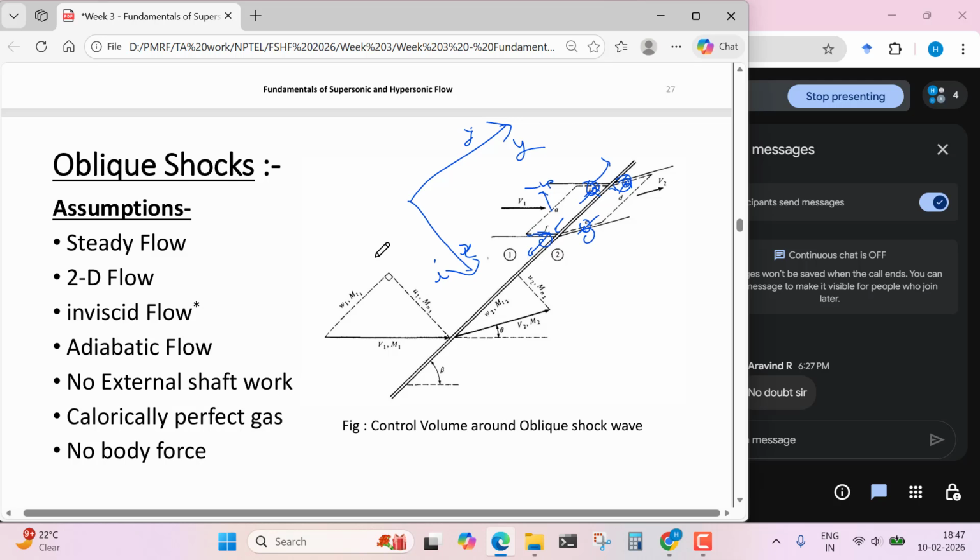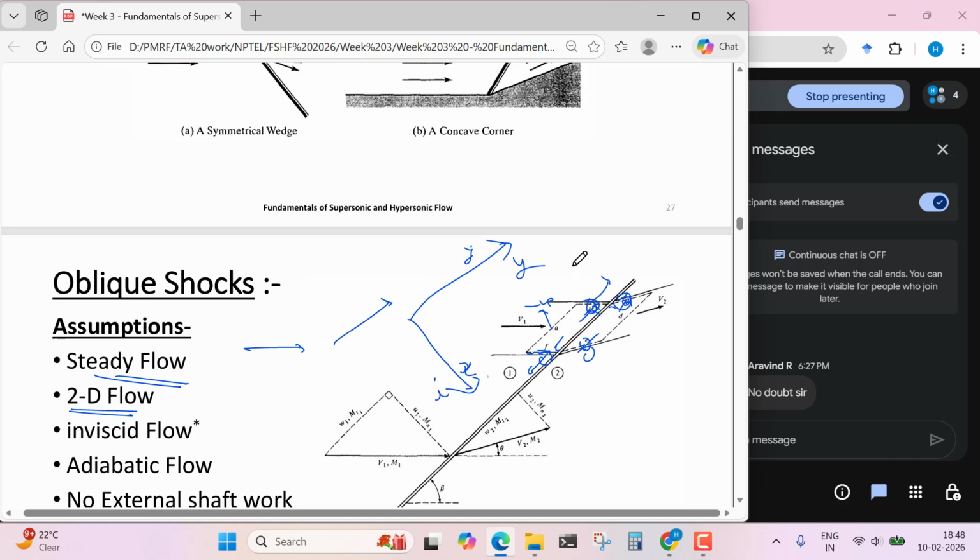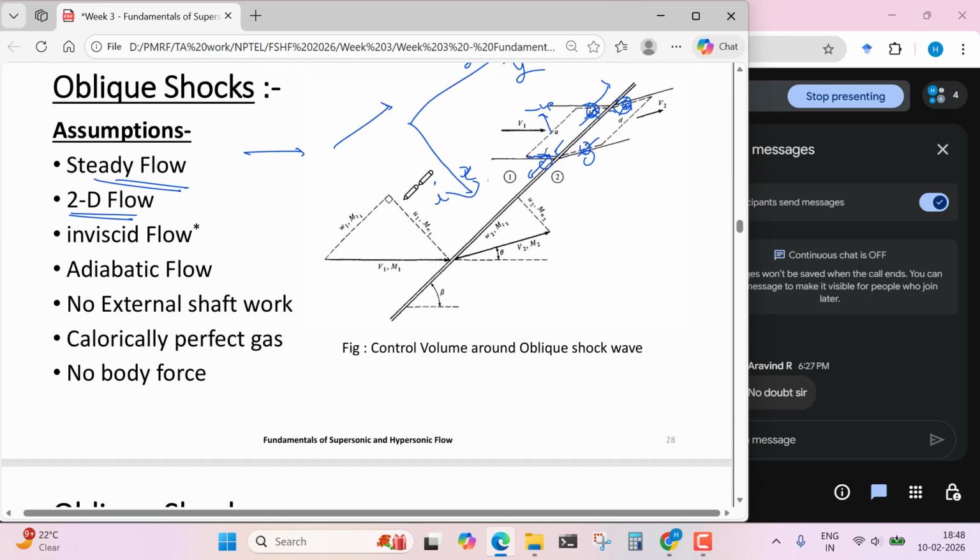So now we will see what are the assumptions which can be taken for oblique shocks. Similar to normal shock, flow is steady here, but here flow is 2D, it is not 1D, because you can also see that flow is changing direction. If it was moving like this, then it will move like this, according to the direction of the wedge or concave corner. And flow is inviscid upstream and downstream, but not on the shock. Flow is adiabatic, there is no external work, there is no body force, and gas is a calorically perfect gas.